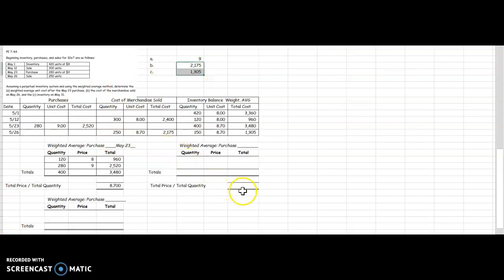Notice that we didn't have to use these weighted average charts, but if you had additional purchases, you would have to calculate a new weighted average cost each time, but we only had one purchase here, so we only had to use one of those. Let me know if you have any questions.